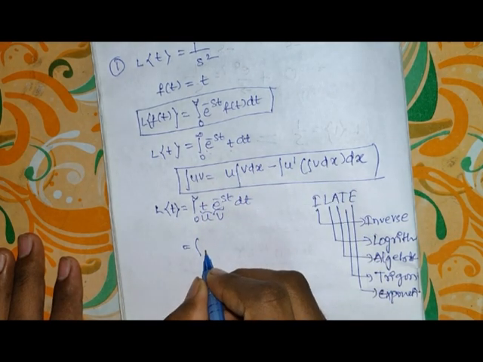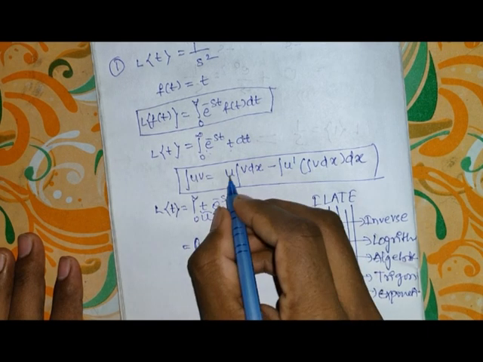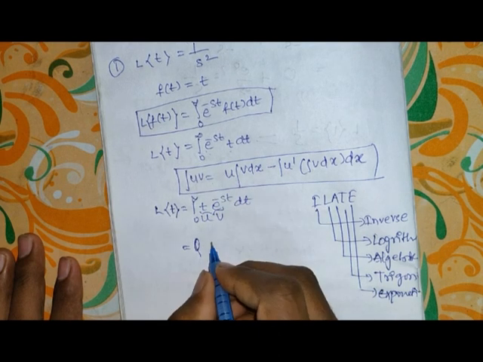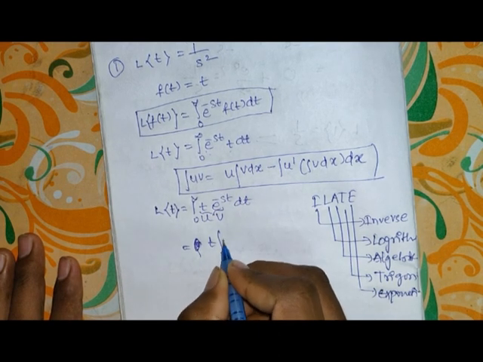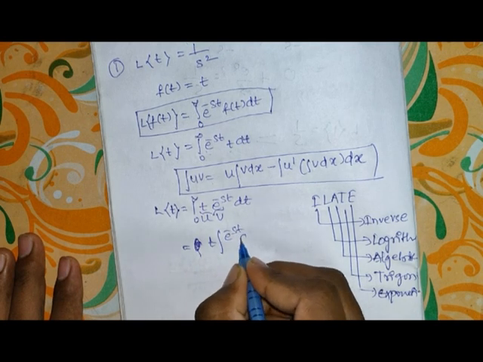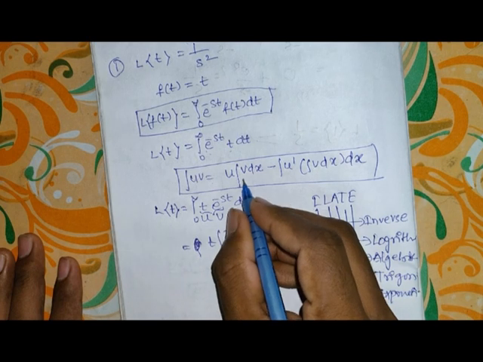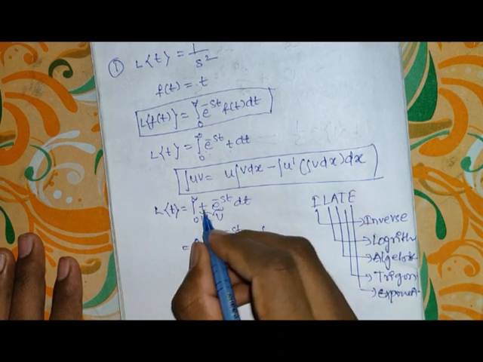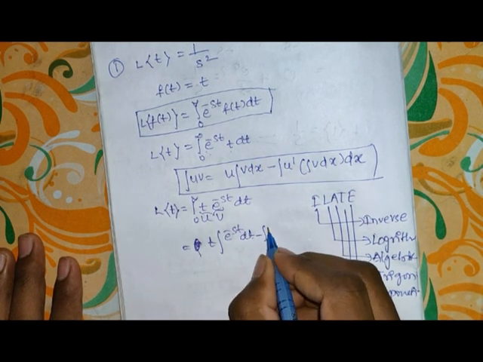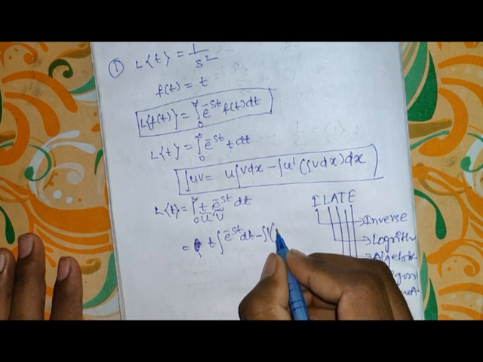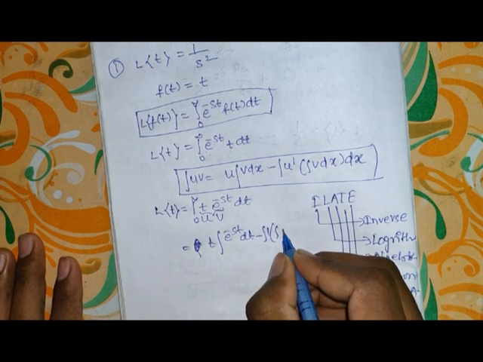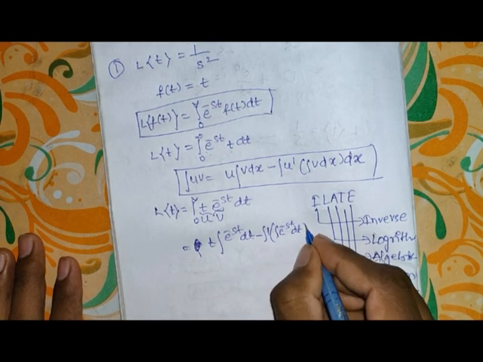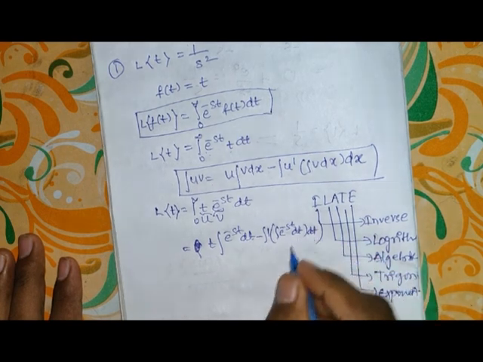So u is t and v is e^(-st). What is u? t, times integration of e^(-st) dt. See, e^(-st) is v. Next, minus integration of u dash, which means the derivative of t, which is 1, times integration of v dx, v meaning e^(-st) dt. So this is the formula.